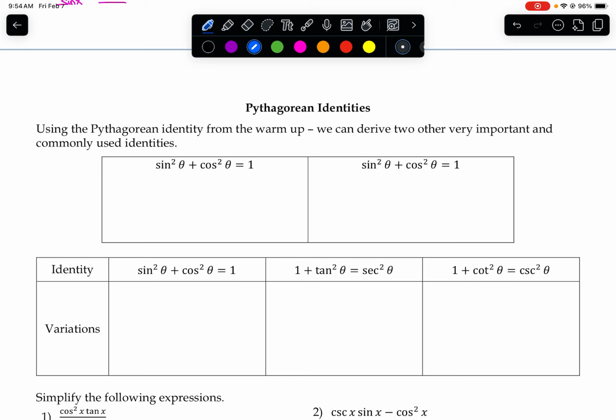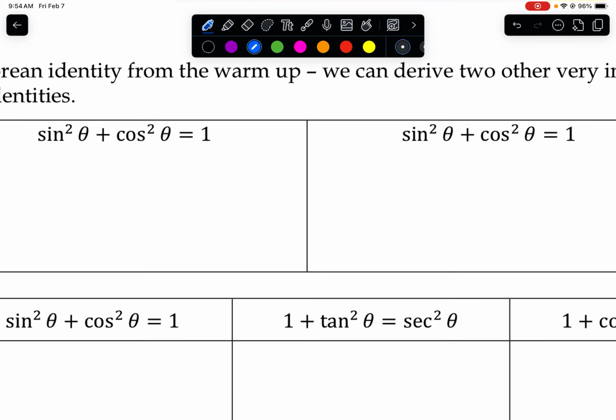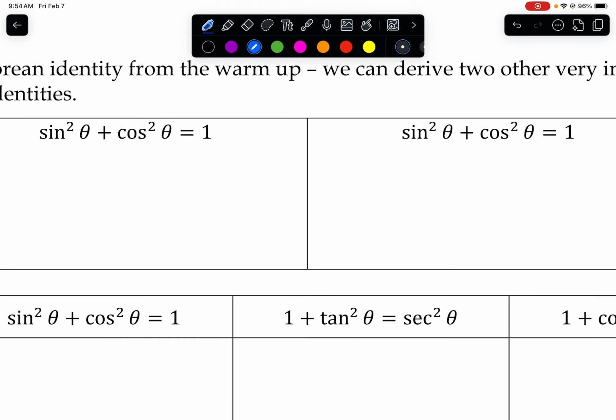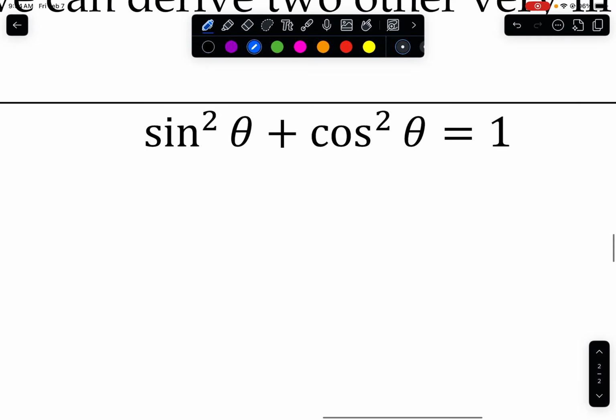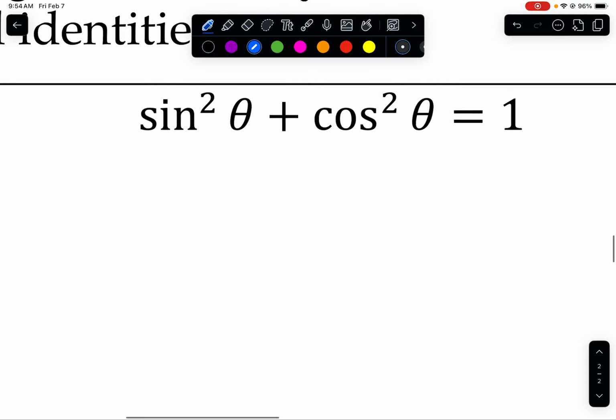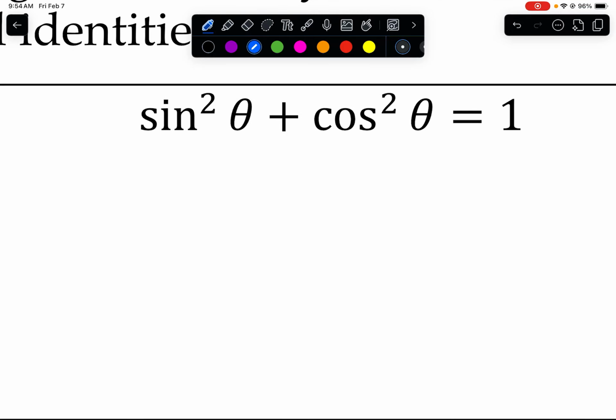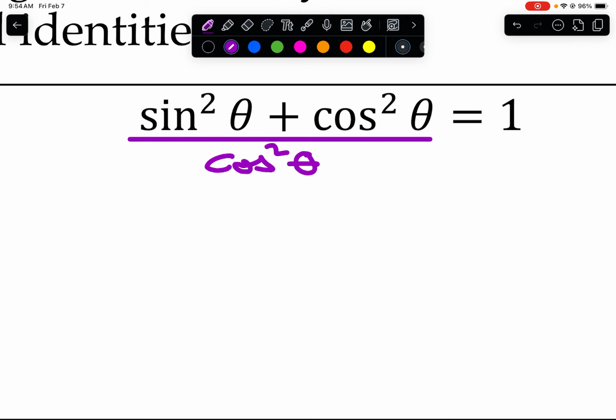We're going to use Big Papa twice, and we're going to develop 2 other identities. Notice how we have sine squared theta plus cosine squared theta equals 1 on both the right and the left side. What's going to happen is we're going to use Big Papa, and we're going to develop 2 other very important identities. On the left side over here, what I'm going to do is divide everything by cosine squared theta. And then everything on the right side also by cosine squared theta.